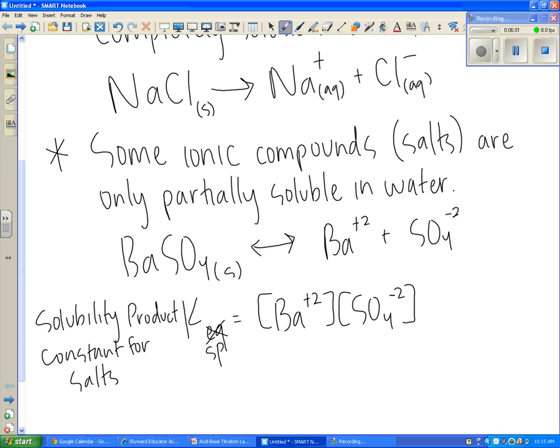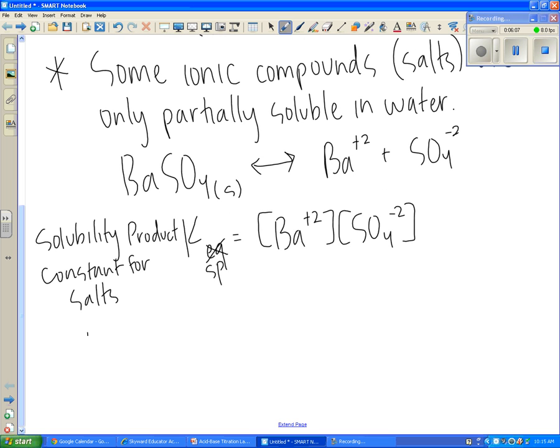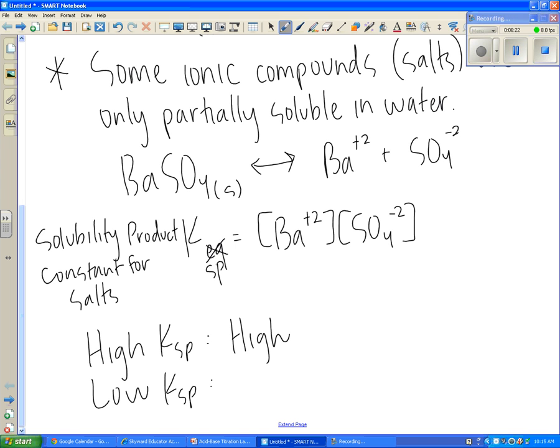Questions? What would a high value of Ksp indicate? A higher Ksp compared to a lower value of Ksp. High Ksp indicates a higher solubility. And low Ksp indicates a lower solubility.